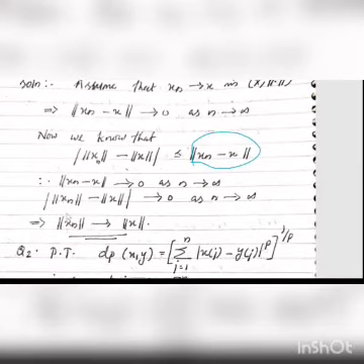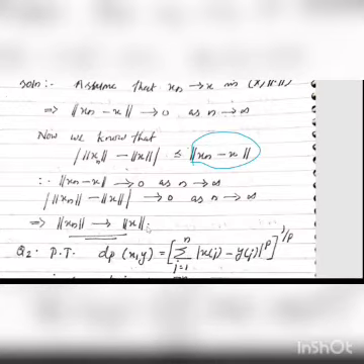That means this quantity converges to 0 as n tends to infinity. This implies that this quantity also converges to 0 as n tends to infinity. That means norm of xn converges to norm of x.